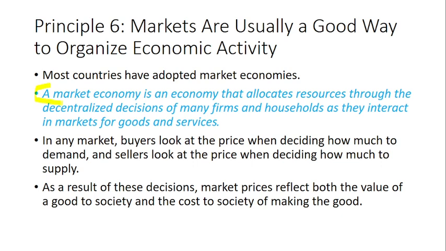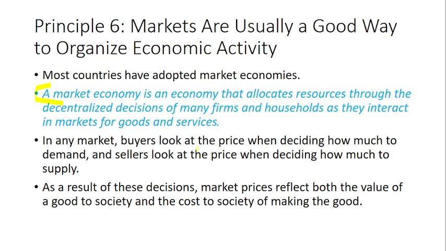What is a market economy? A market economy is an economy that allocates resources through the decentralized decisions of many firms and households as they interact in markets for goods and services. So a market economy is not like a centralized economy, a state economy. In a centralized economy, every decision will be taken by the central planner. But in a market economy, decisions are taken by the interactions of millions and millions of firms and households. So a market economy is an economy that allocates resources through the decentralized decisions of many firms and households as they interact in markets for goods and services.